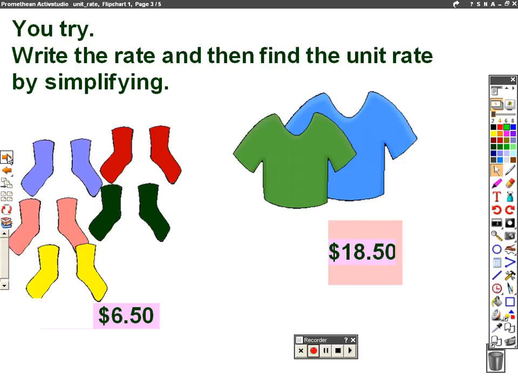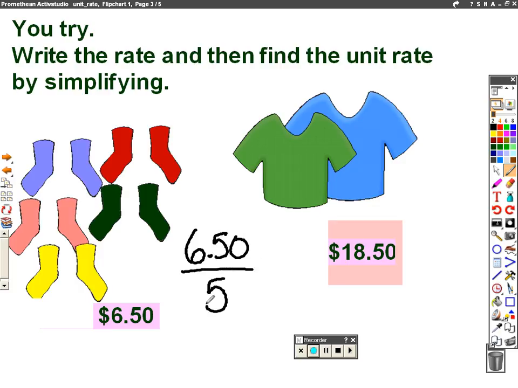Let's look at this one. I have 1, 2, 3, 4, 5, 6, 7, 8, 9, 10 socks that I paid $6.50 for. Or we can look at it a different way. I have 5 pairs of socks that I purchased. Let's look at it that way, because we're not going to buy single socks. That's just silly. Although some people might want to do that because sometimes you put them in the wash machine and only one comes out. So we have $6.50 for 5 pairs of socks.